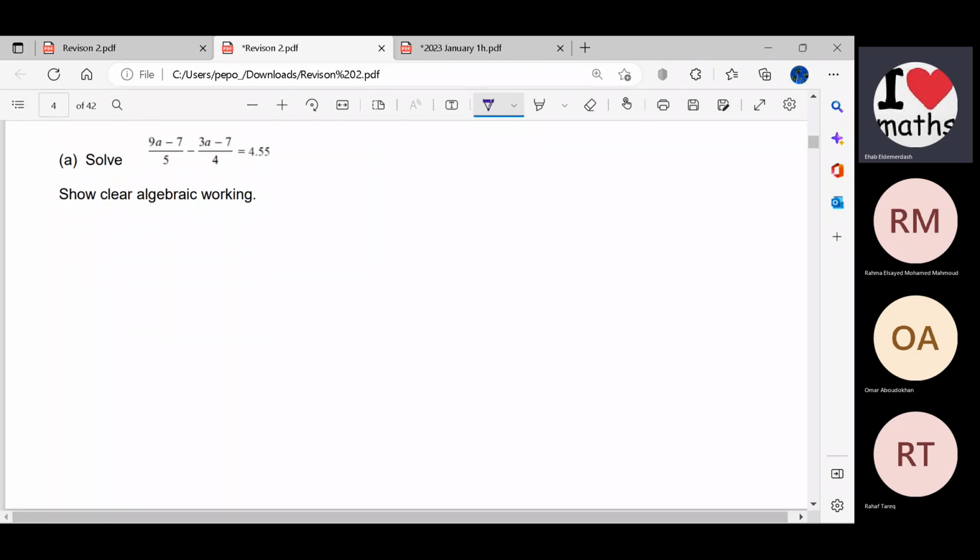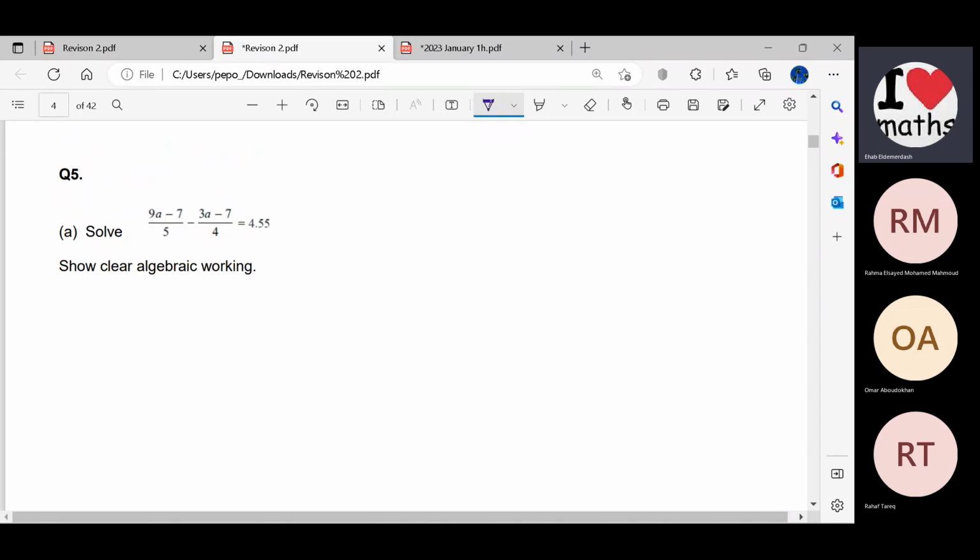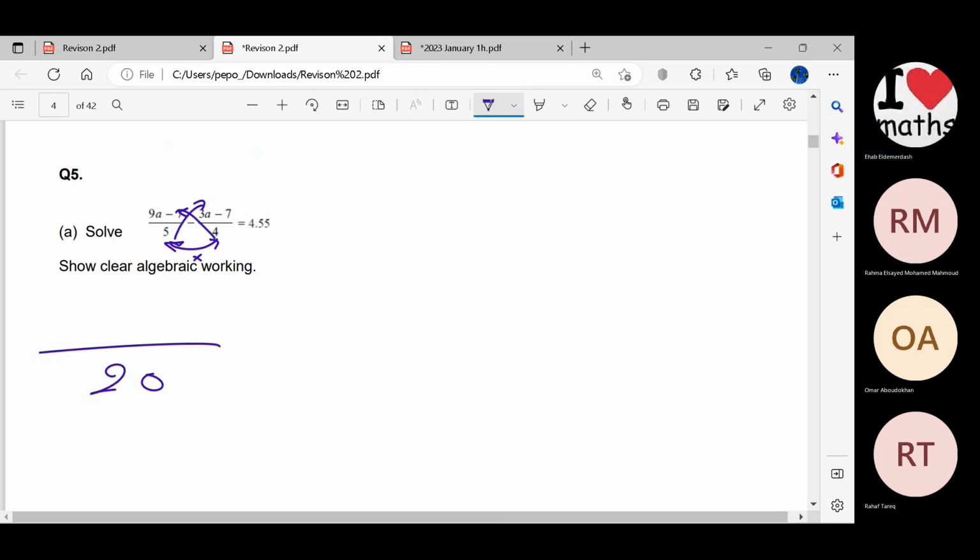In this question, do you have a problem? We did it before in the exam. I just have a problem here. We just went through common denominator. Do you have any problem with this, guys? I will multiply these two together and take this up, this on the other side. So I have down 20. After I get the 20, I'll take the 4 into the bracket: 9a minus 7. I can minus 5 into 3a minus 7.